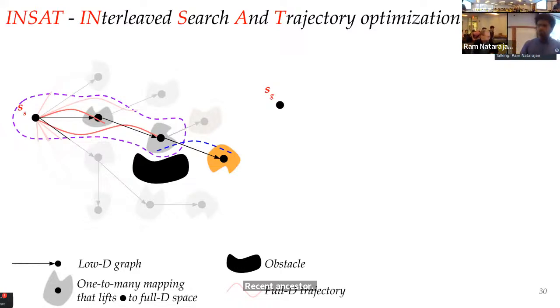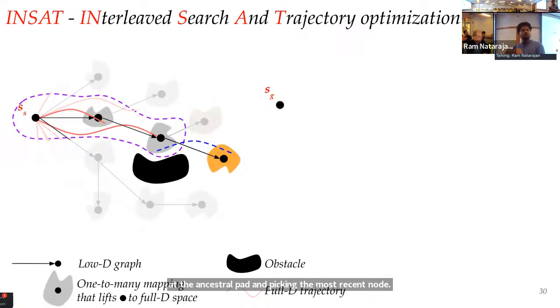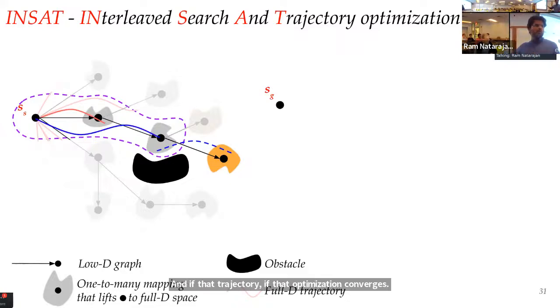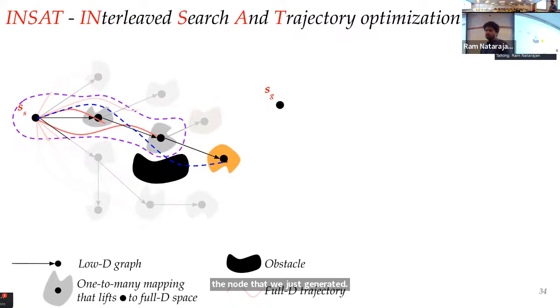Okay. So for the newly generated successor, you're looking at the ancestral path and picking the most recent node, and you're doing a very short horizon incremental optimization that takes you from any point in between those two one-to-many mappings. And if that optimization converges, then you can use the incoming solution that you already have from your search to warm start this optimization and get this full dimensional trajectory all the way to the node that you just generated. But then if this trajectory violates some constraint, we have some mechanisms to handle this.